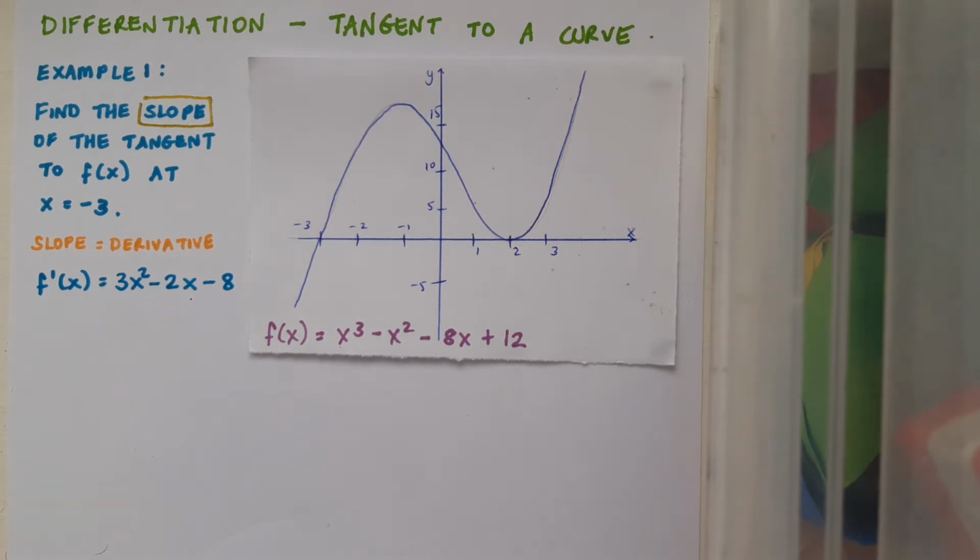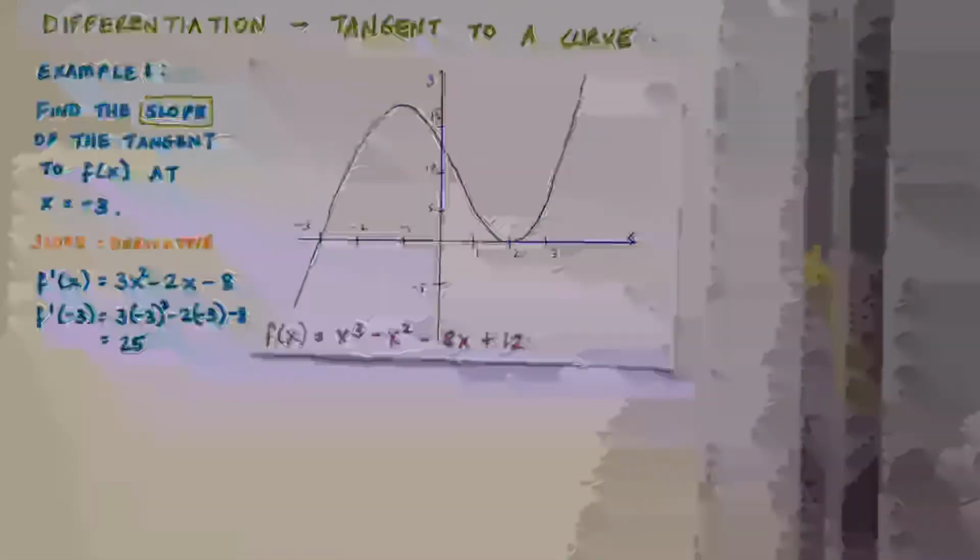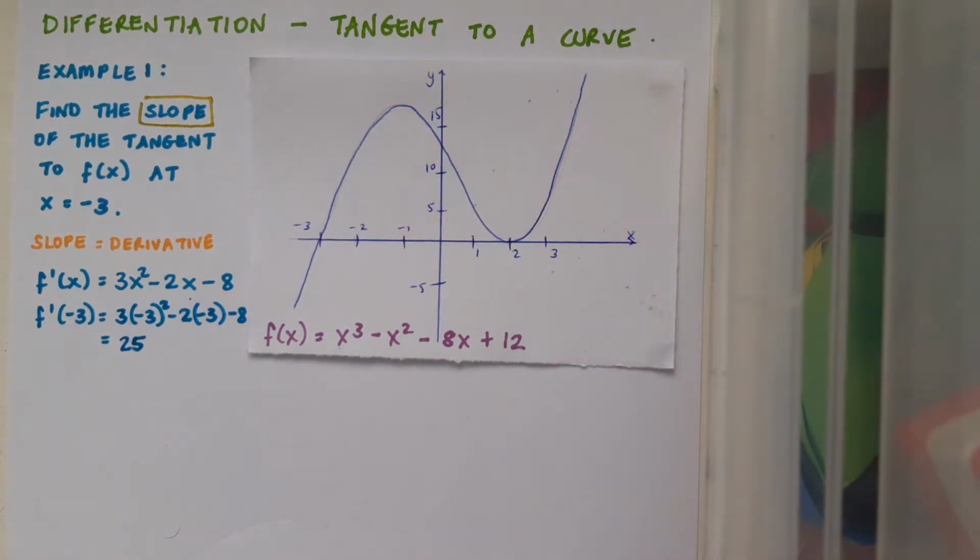So I'm going to evaluate f dash minus 3. And that simply means subbing minus 3 in for x in our derivative, in our f dash x. You can go straight to your calculator for this. And in this case, the answer is 25.